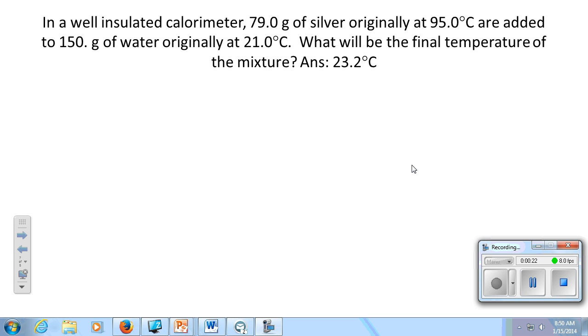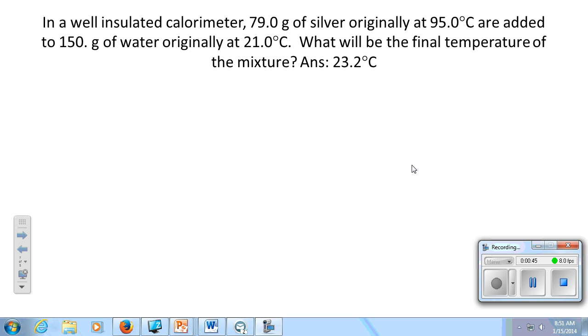All right, so let's make some assumptions here. We're going to put these things together into the same container. A calorimeter is just a device used for doing heat experiments, and it's well insulated, so we'll assume that no heat escapes and no heat can get in. So all the heat that's inside the calorimeter will stay inside the calorimeter, no change in the heat. And we're putting hot silver into cold water.